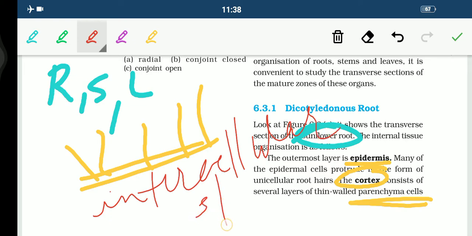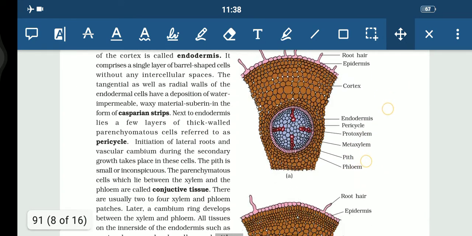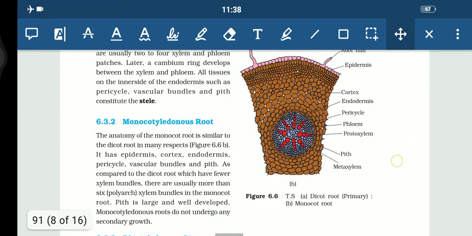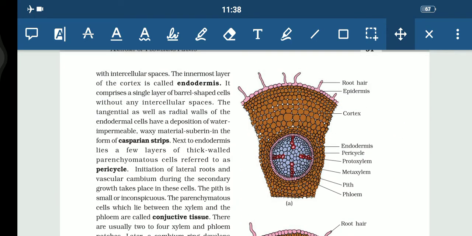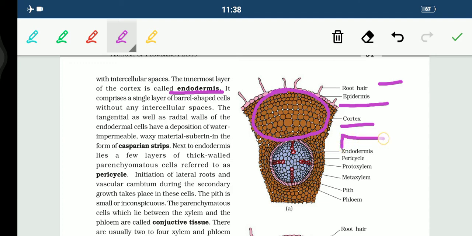Now students, coming to the exact dicot root, it looks somewhat like this. You can see here the first one we have is the dicot root. Second comes the epidermis. Then this complete region, students, is known as the cortex. The innermost layer of the cortex is the endodermis. You can see here this complete structure is the endodermis.